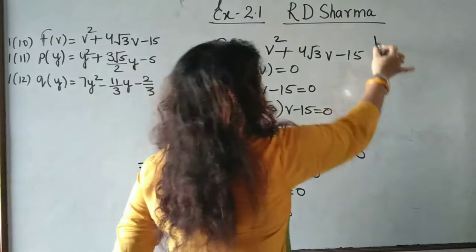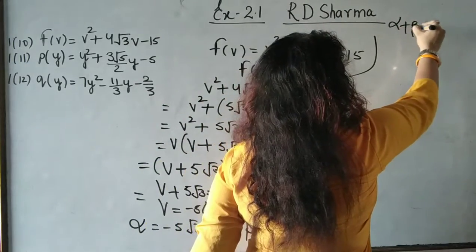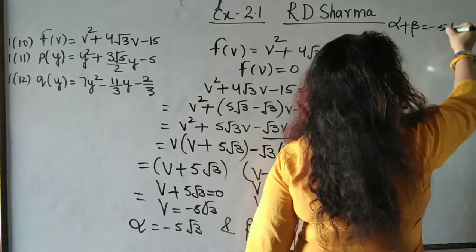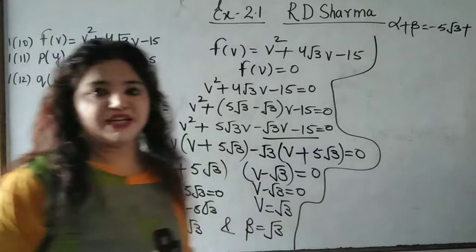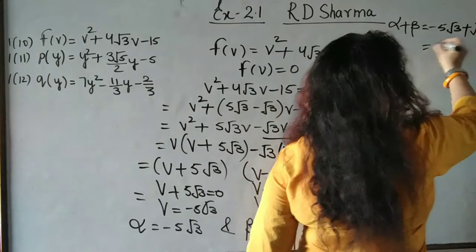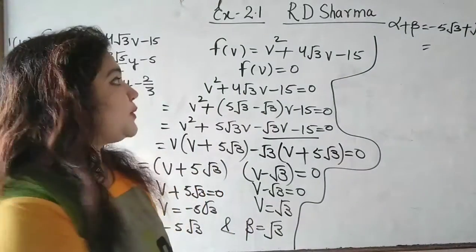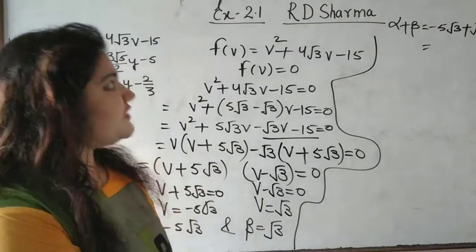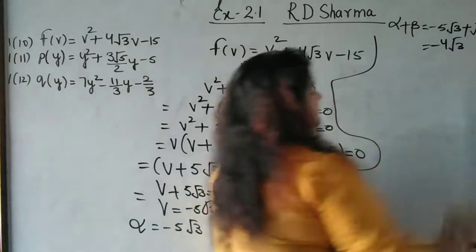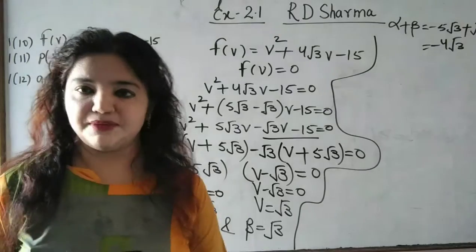Alpha plus beta we are going to find out now. Alpha plus beta. What is the value of alpha? -5 √3 plus beta. What is the value of beta? √3. So -5 √3 plus √3. Opposite signs are there. So opposite signs get subtracted. So -5 √3 plus √3, that means -4 √3. ठीक है ना? ये क्या है? -4 √3. Okay, so this is the value of alpha plus beta.